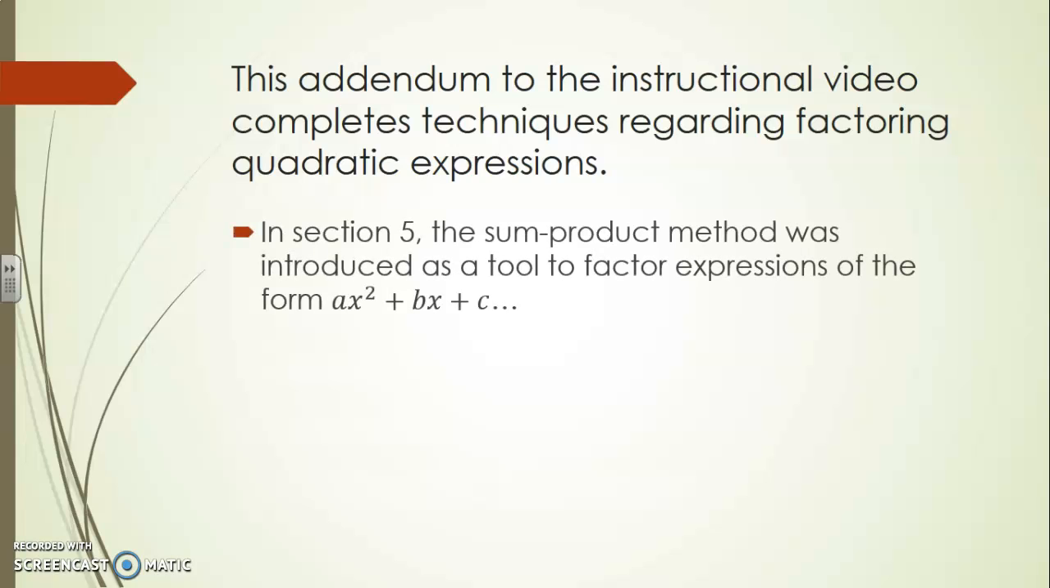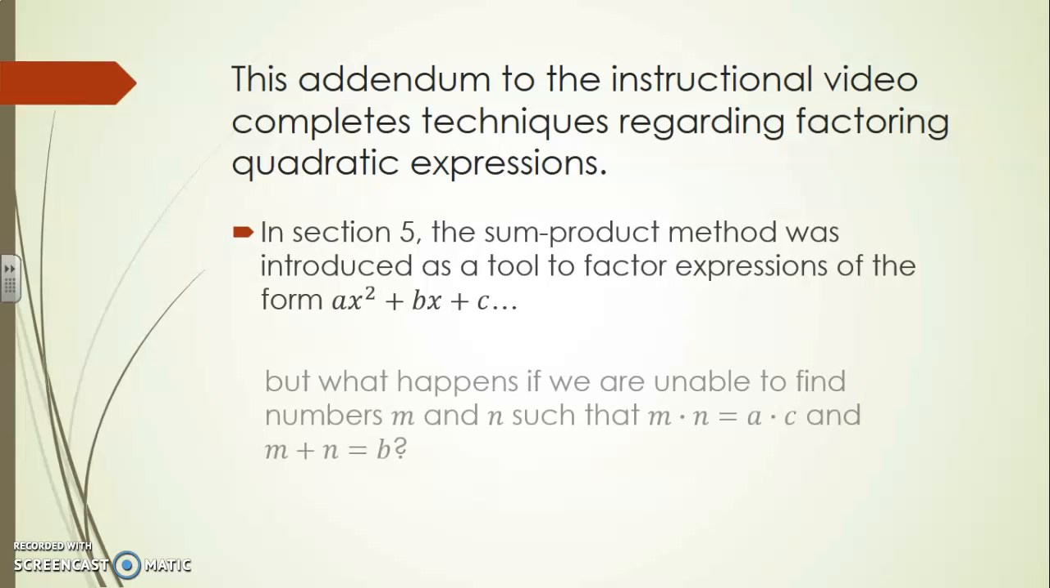In Section 5, the sum product method was introduced as a tool to factor expressions of the form ax squared plus bx plus c. But what happens if we are unable to find numbers m and n that match the product of a with c and whose sum agrees with b?